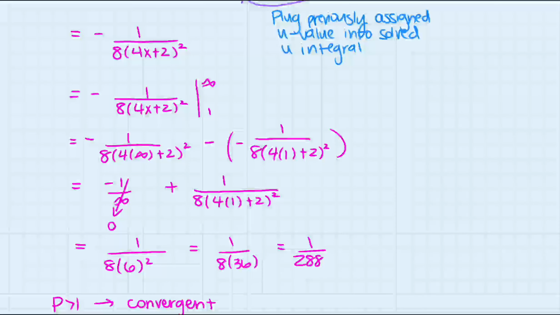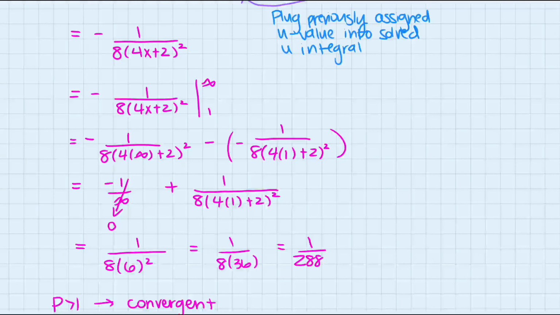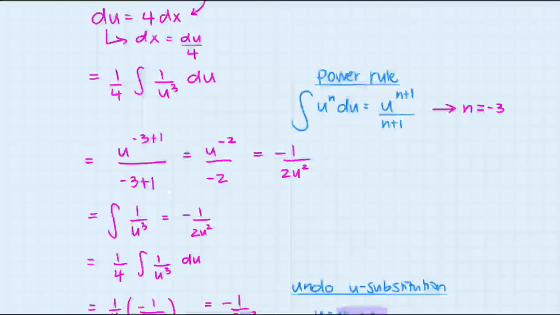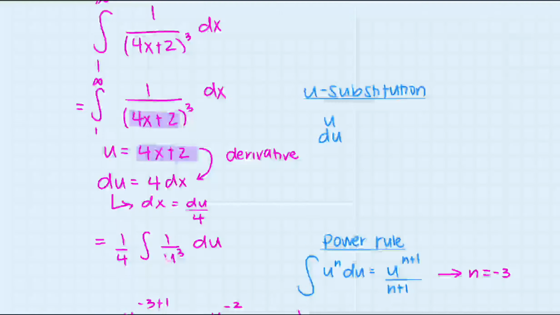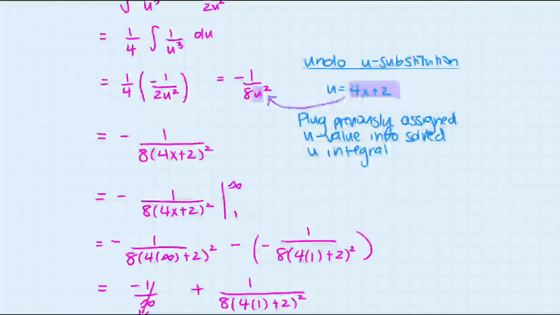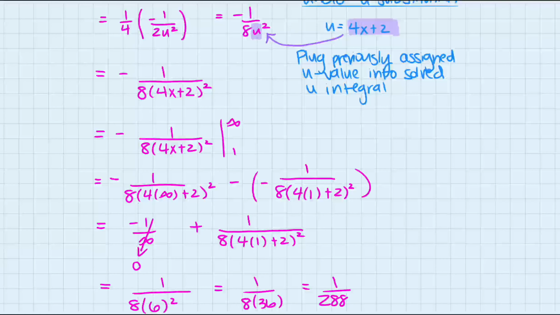We're going to solve that from 1 to infinity, because that's what the original integral was being solved for. So we plug infinity in first and then 1, and subtract. We have negative 1/8 times (4 times infinity plus 2) squared, minus this entire quantity with a 1 plugged in for x, because that's what the infinity and 1 are being plugged into. So we have negative 1/8 times (4 times 1 plus 2) squared.